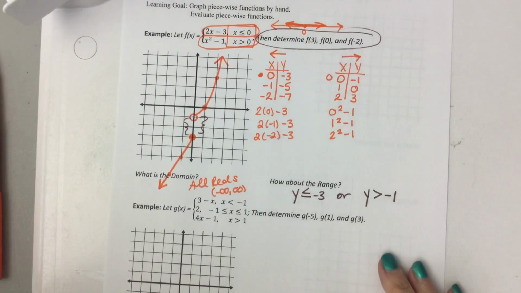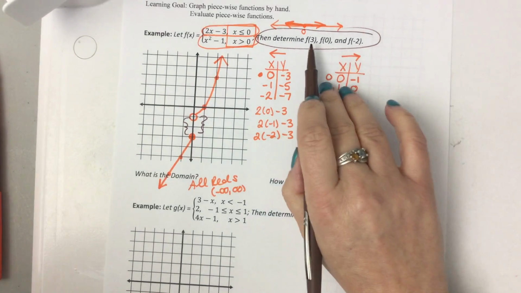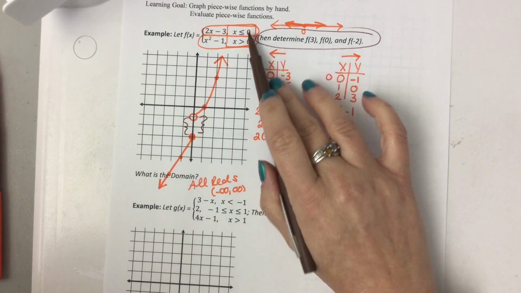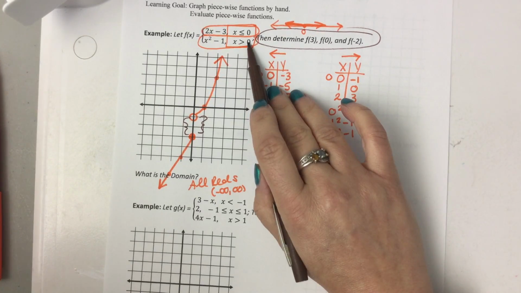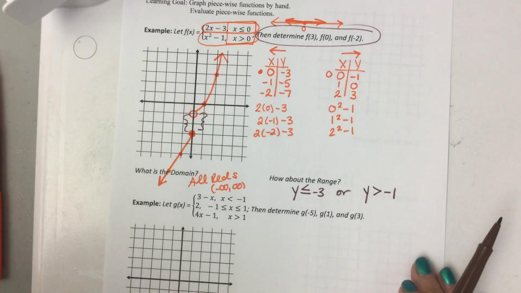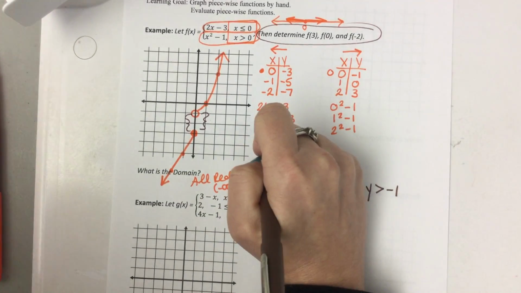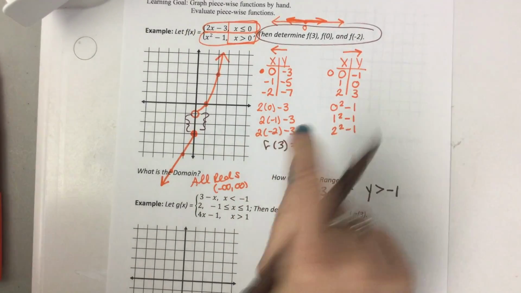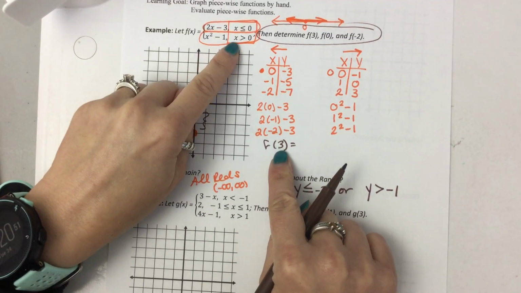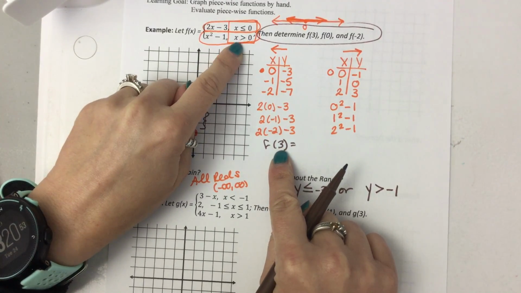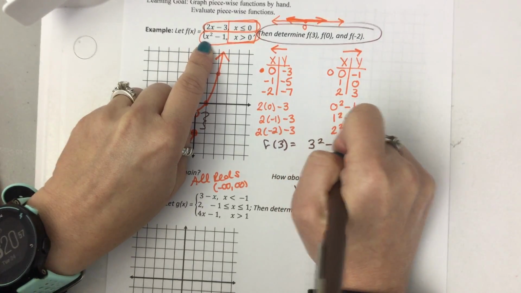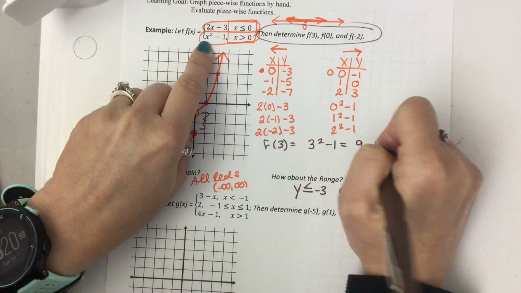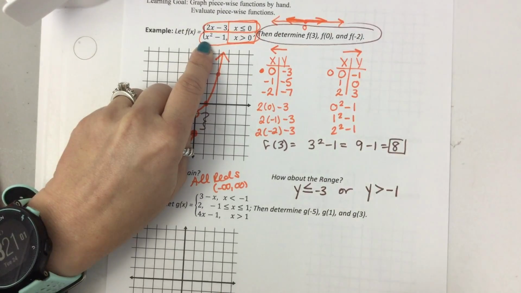Now they want me to go ahead and evaluate. Remember, when you're evaluating, it's important to realize that this 3 is only going to fit into one of the pieces. The 0 is only going to fit into one of the pieces. Same with the -2. So you have to look and say, okay, which one do I use? If my x value is a 3, 3 is larger than 0, so it goes into the second piece. 3 squared minus 1. 3 squared is 9. 9 minus 1 is 8.